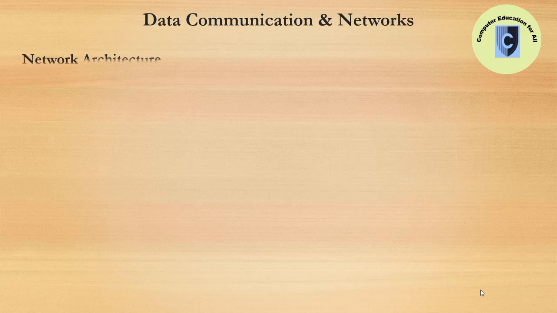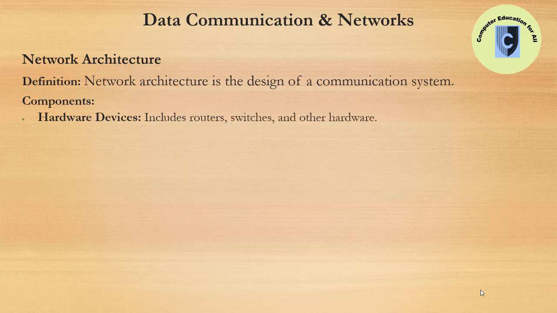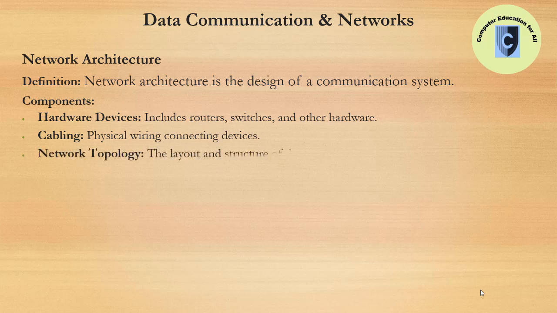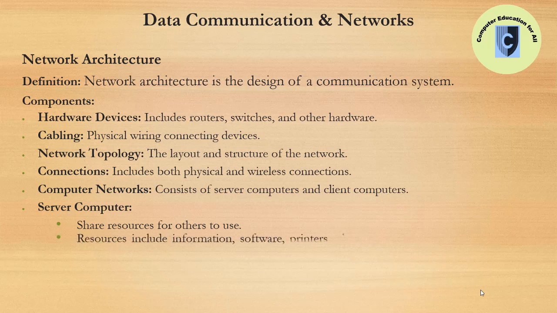1.54. Network architecture. Network architecture is the design of a communication system. It includes hardware devices, such as routers and switches, cabling, network topology, and physical and wireless connections. Computer networks consist of server computers and client computers. Server computer, a computer on the network that shares resources for others to use, is called a server computer or simply server. Shared resources include information, software, printer, plotter, internet connection, hard disk, etc.